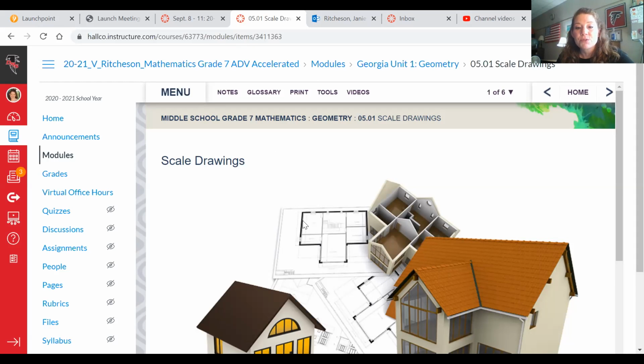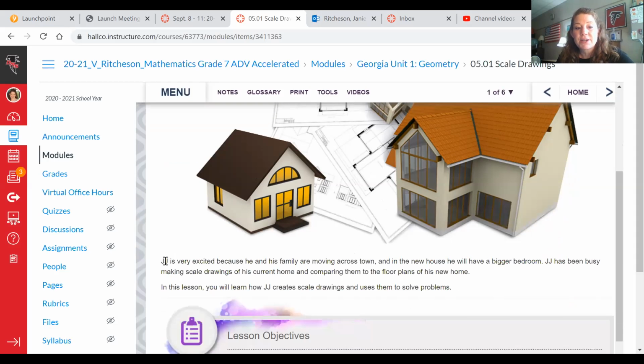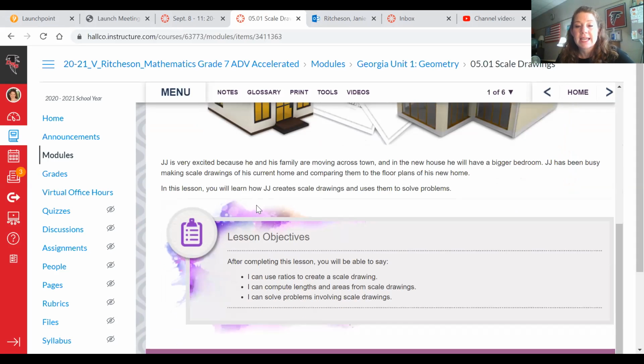Obviously, we have some houses. We have some blueprints of houses, and it gives us a scenario about JJ. He and his family are moving across town, and so he's going to start dealing with some scale drawing, some floor plans. So make sure you read through every sentence, every paragraph, everything that you see. Make sure you're not scanning, you're actually reading for understanding.